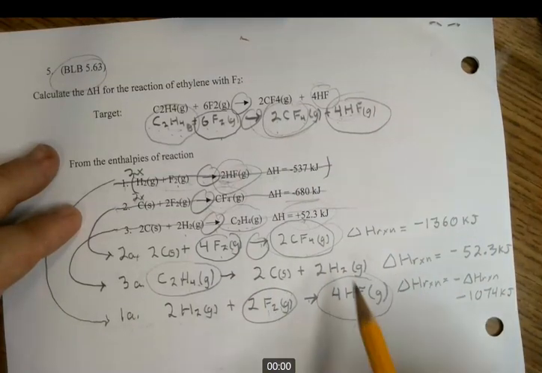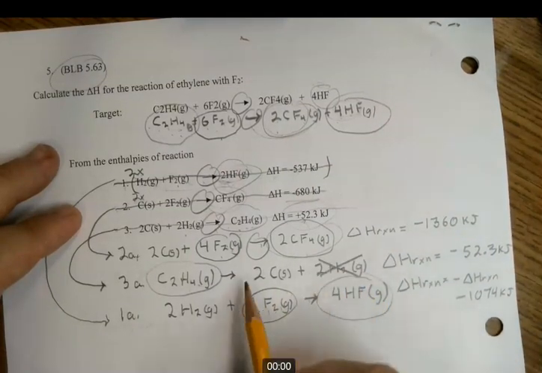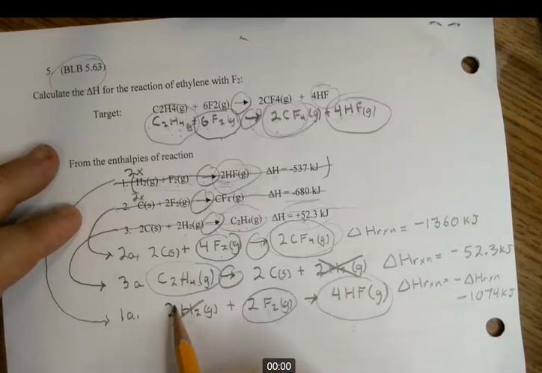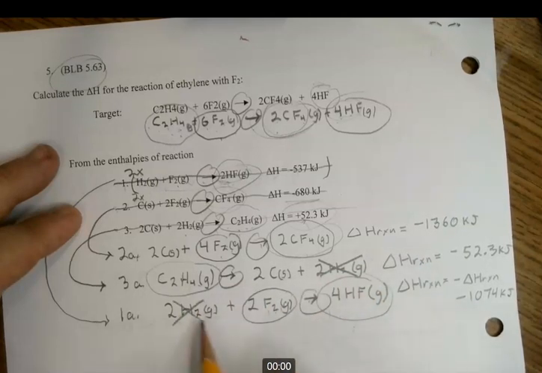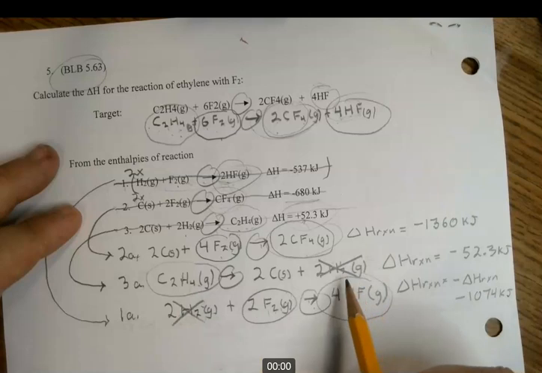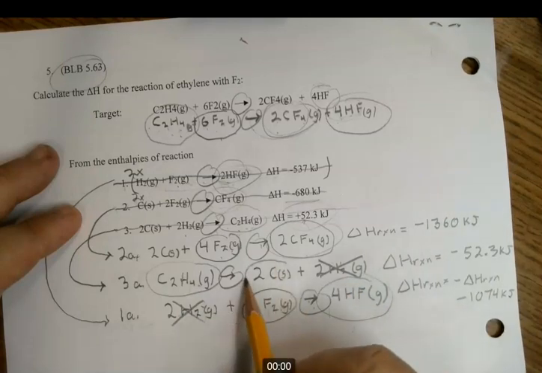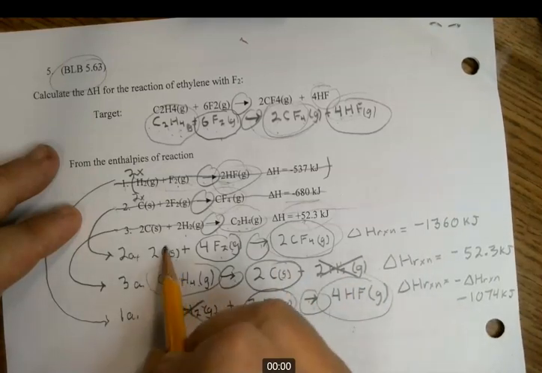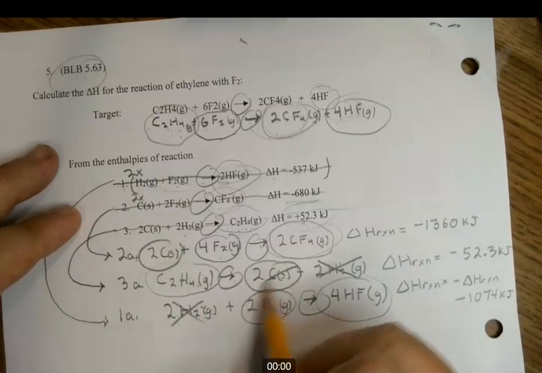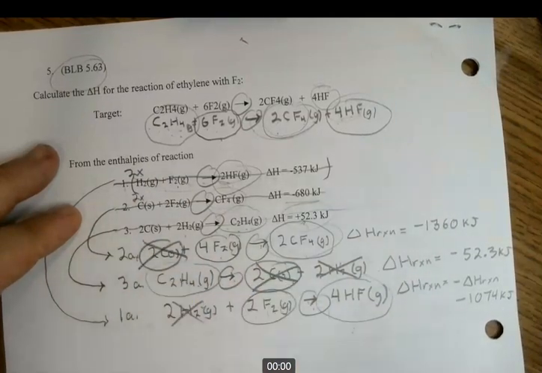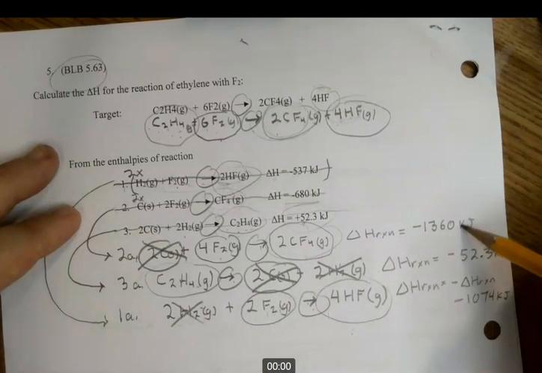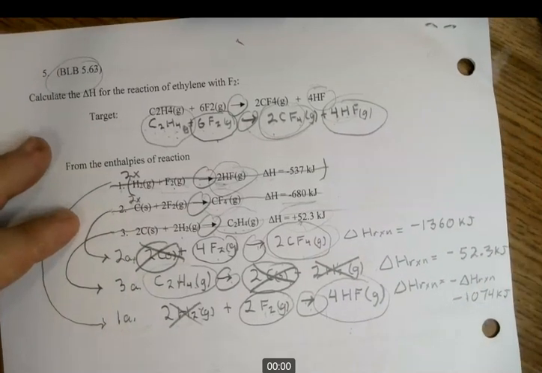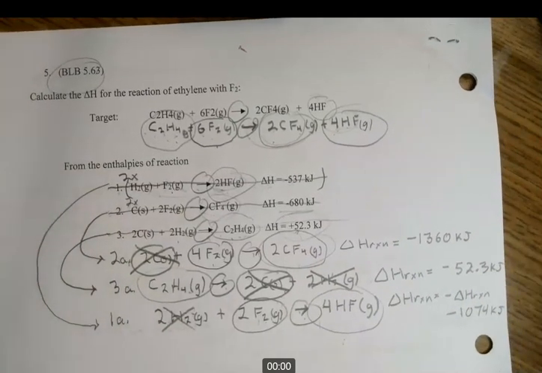Everything else should cancel. So 2H2 on the right side of this arrow cancels with 2H2 on the left side of that arrow. Okay, cancel. 2 carbons on the right side of this arrow cancel with 2 carbons on the left side. Whoops, I should be putting X's through those. So everything either is X'd out or circled, so we're good to go. So that means our numbers are ready to be added. So we'll go ahead and do that.